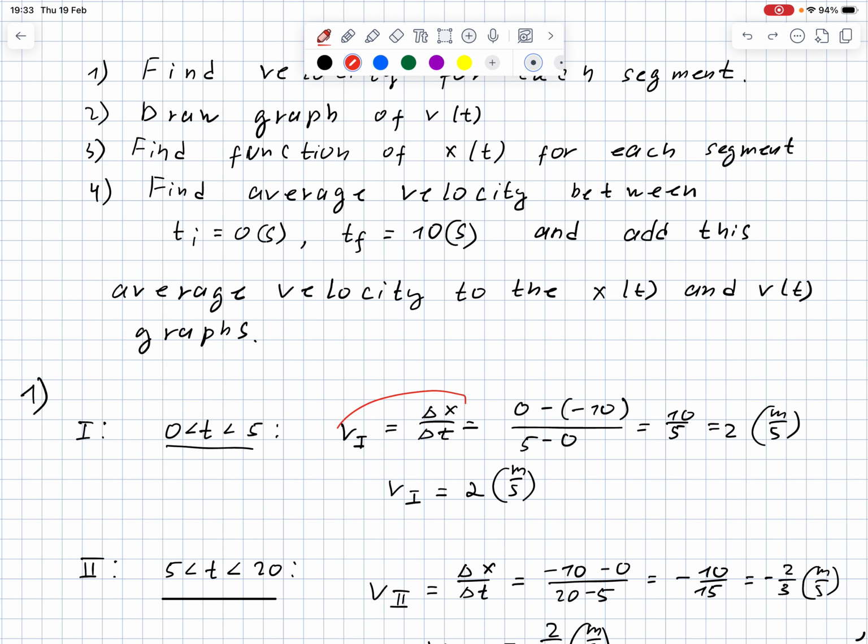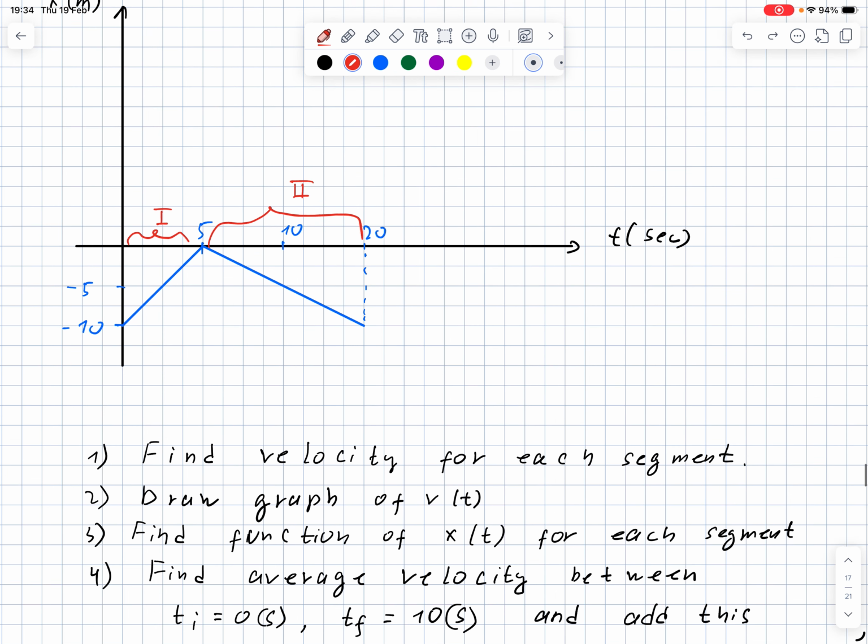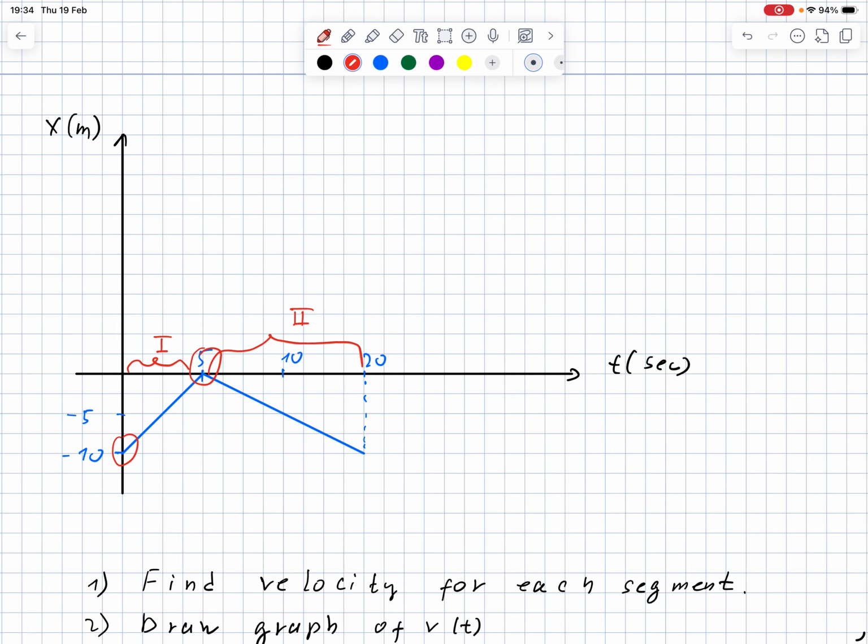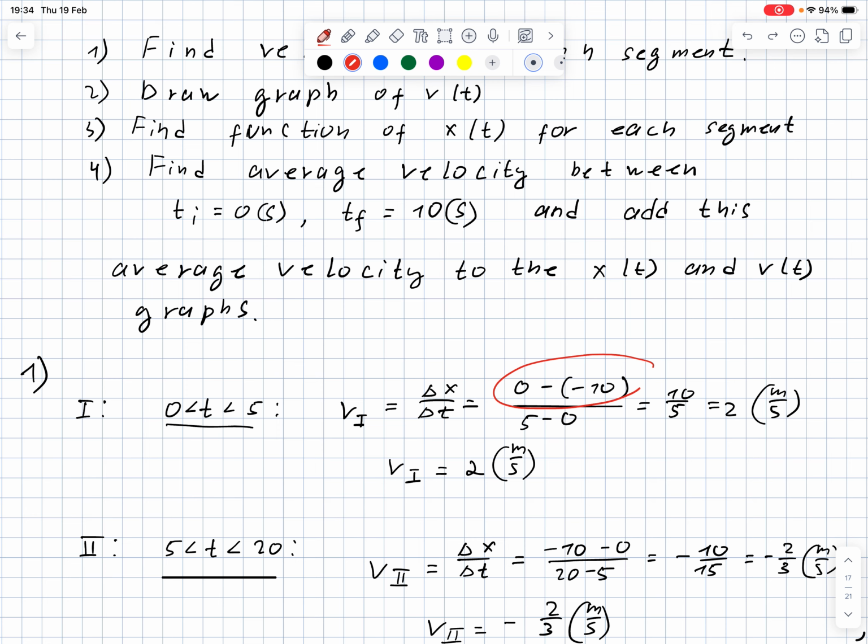We're going to use this formula. The first segment is between 0 and 5 seconds. We're going to use this coordinate and this coordinate to calculate the slope or velocity. Final position 0, initial position minus 10 meters, as you can see here, divided by the interval of time, 5 minus 0. And finally we see that the constant velocity of the first segment equals 2 meters per second.